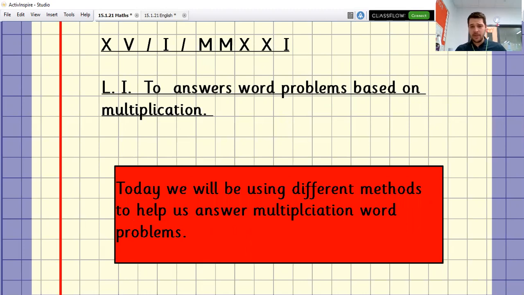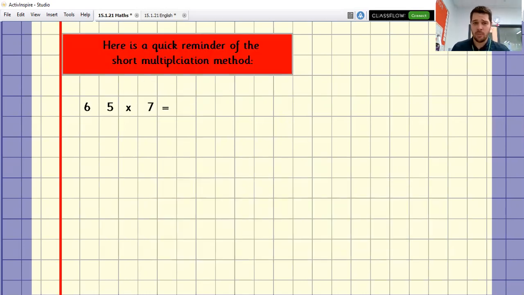Okay, today we'll be using different methods to help us answer multiplication word problems. Here is a quick reminder of the short multiplication method. I've just done this for 2-digit by 1-digit because that's what most of the word problems ask for us to do. So here's how we lay it out.